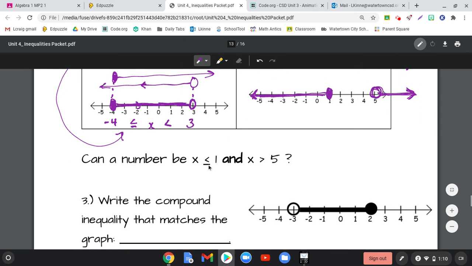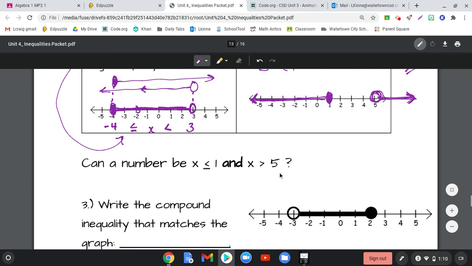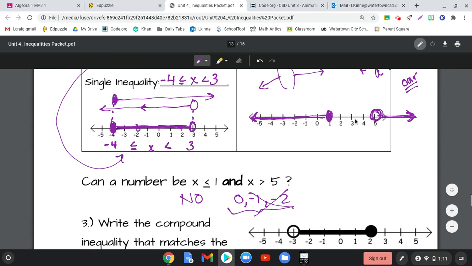Can a number be less than -1 and greater than 5 at the same time? No. Less than -1 would be like 0, -1, -2. Are those also greater than 5? No, there's nothing that fits that description. But if it's or, it could be one or the other, so that does work.